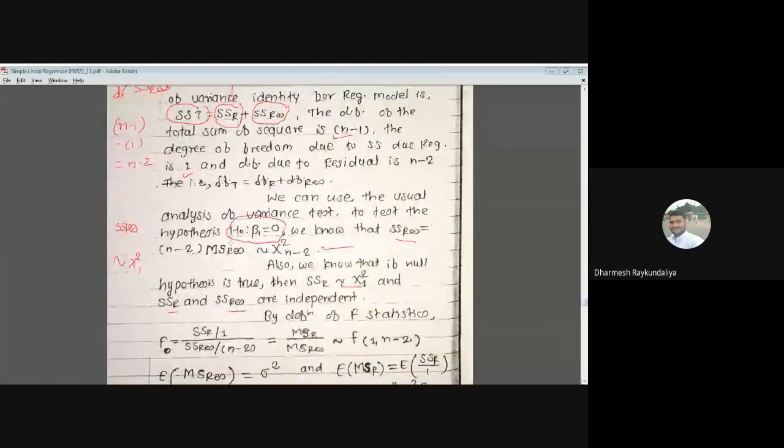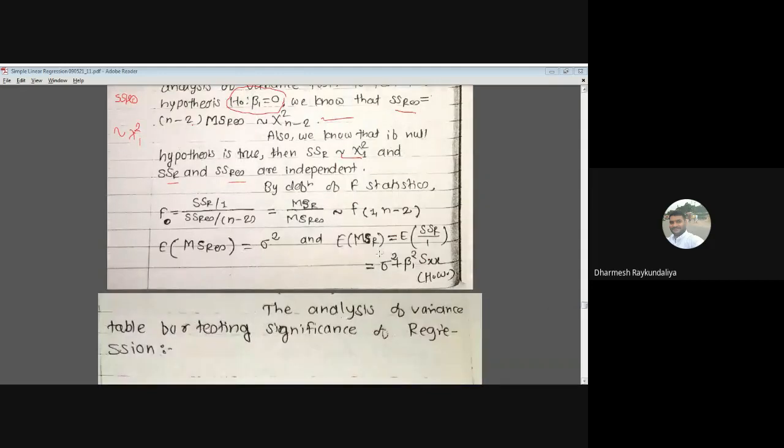Therefore SSR and SS residuals are independent. If you take the ratio of two independent chi-squares divided by the corresponding degrees of freedom, where SSR has the chi-square with 1 degree of freedom and SSRES has the chi-square with n minus 2 degrees of freedom, it is known as the F. SSR upon its degree of freedom is known as the mean square due to regression, and SS residuals divided by its degree of freedom is the mean square due to residual, and the ratio of these follows the F with numerator degree of freedom 1 and denominator degree of freedom n minus 2.